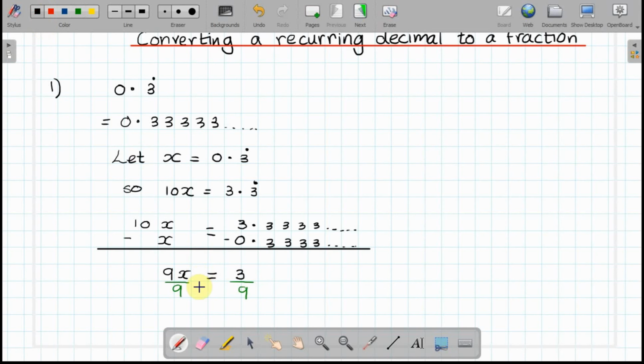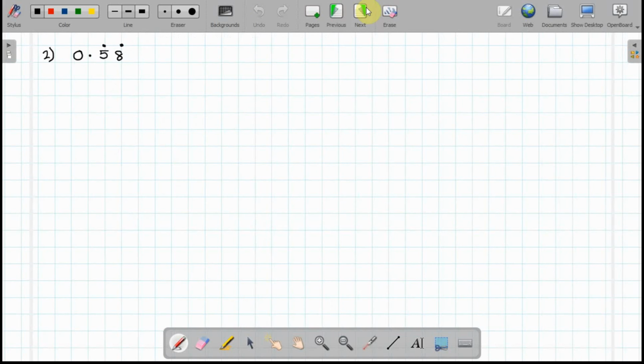That gives me x equals 3 over 9, which can be simplified because both the numerator and denominator come in the 3 times table, to 1 over 3. So 1 over 3 is the same as 0.3 recurring. Okay, let's try another example.